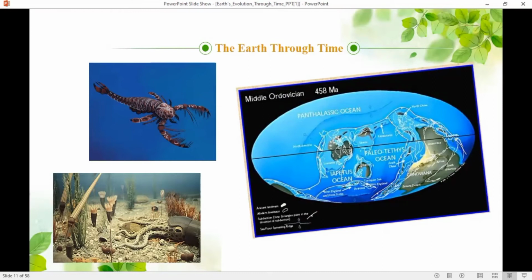During the Ordovician period, there were four major continents, which are known as Gondwana, Baltica, Siberia, and Laurentia. And that ends the discussion of the Ordovician period. Next is the Silurian period.